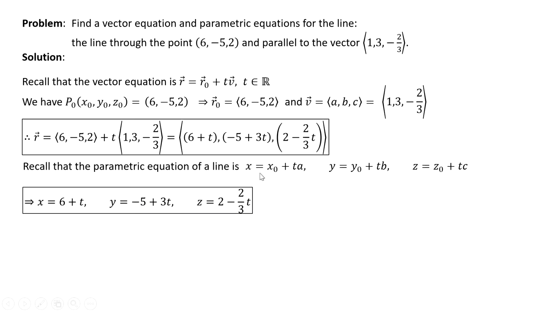Well, go to this guy. x is x sub 0, that is the x coordinate of a point on the line, plus this parameter t times a. What's with the a, b, and c? They are the components of the parallel vector. Keep that in mind. So the coefficients of t in the parametric equation of a line, those coefficients a, b, and c, are our parallel vector.